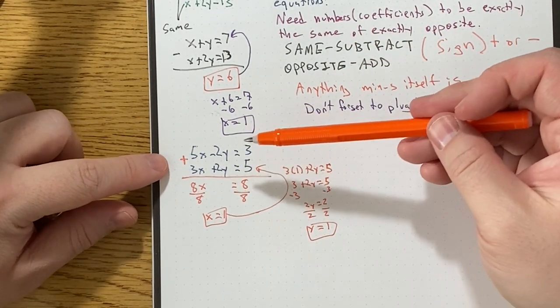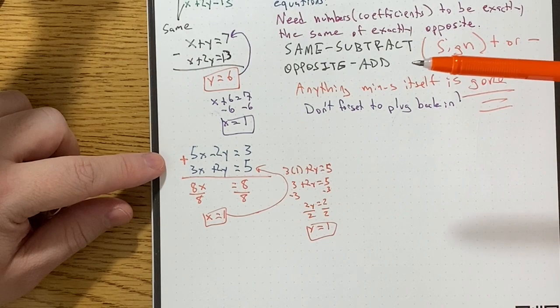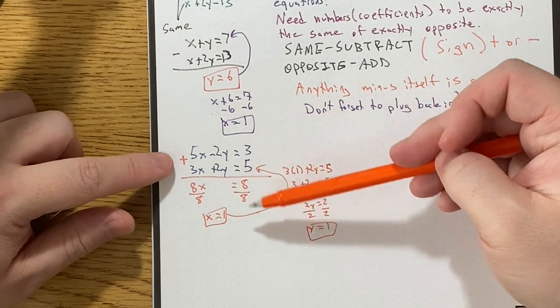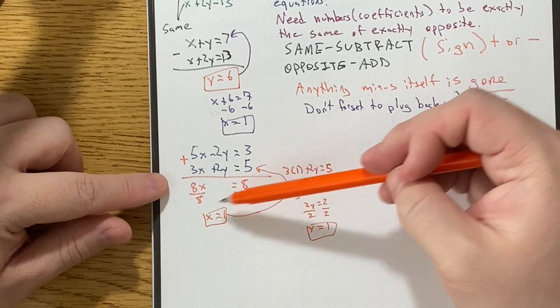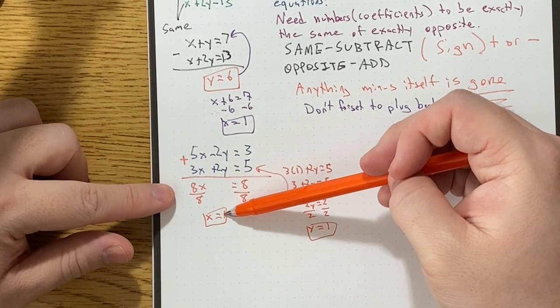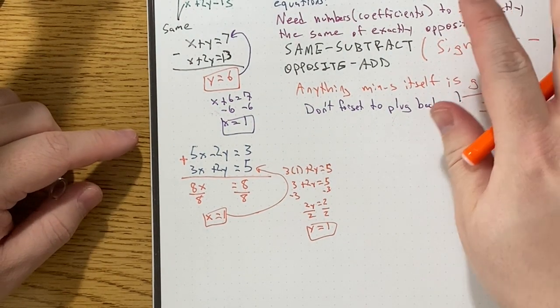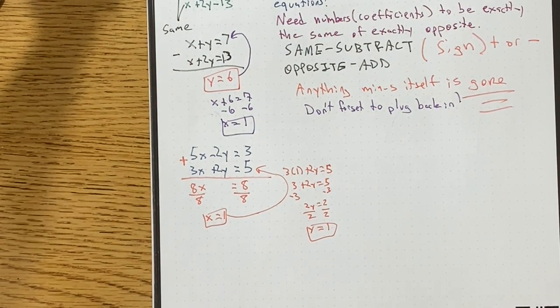So your steps. Look for what's the same or exactly opposite. Determine if you're going to add or if you're going to subtract. Add or subtract to eliminate one of the variables. So that's all gone, so there's only one letter left. Solve for it, then plug it back in. That is basic elimination. Now it's going to get a little bit more difficult in a minute.